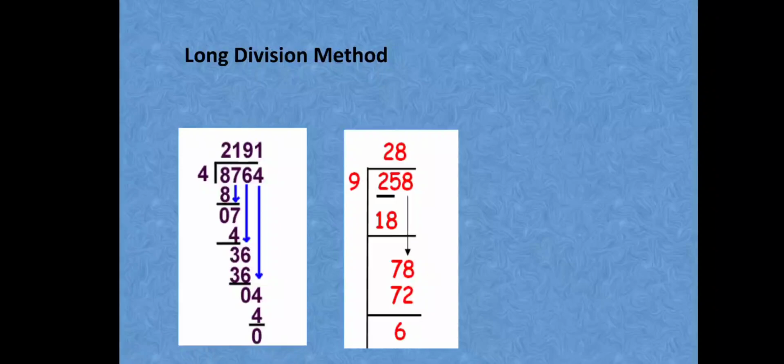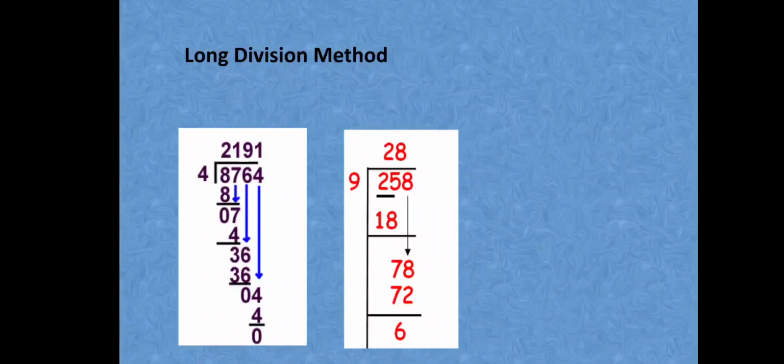After subtraction of 18 from 25, we are left with 7. The next digit which is on ones place is going to come down, which is 8. Now we have the number 78, which is not divisible by 9. The nearest number which is divisible by 9 is 72. So here 9 eights are 72. 78 minus 72 equal to 6. So in this question we are left with remainder 6 and quotient 28.